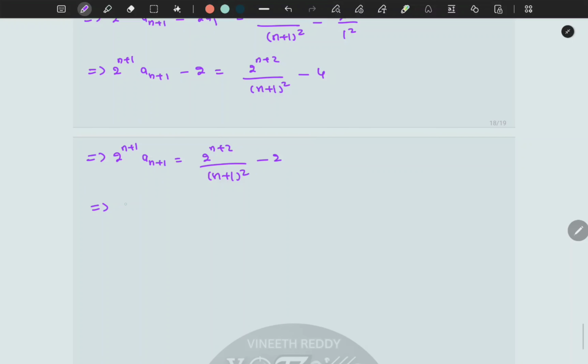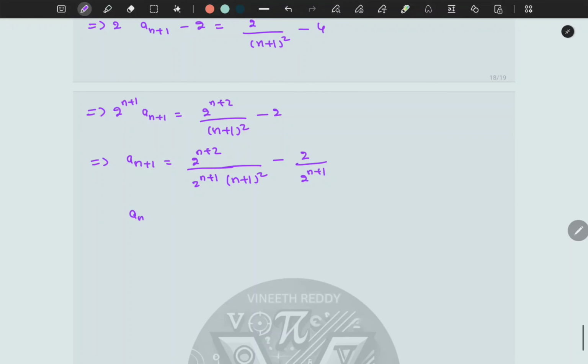Acha, let me divide by 2 power n plus 1. What do I get? If I divide by 2 power n plus 1, let me write here, into n plus 1 whole square minus 2 divided by 2 power n plus 1. So what do we get? A n plus 1 is 2 divided by n plus 1 whole square minus 2 raised to the power minus n. Can I write this as 1 by 2 raised to the power n, right?